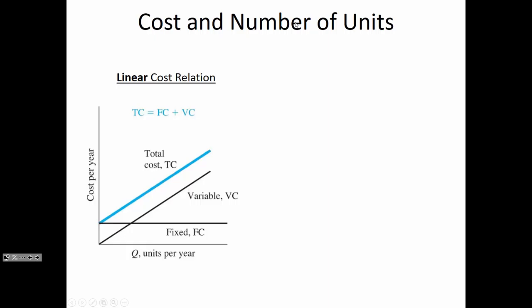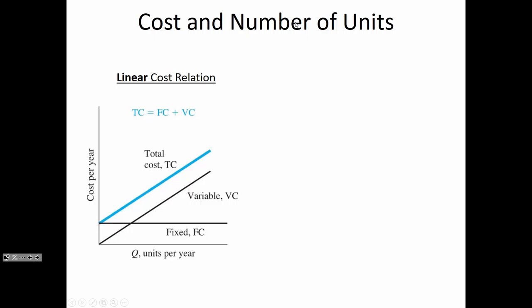But in contrast to that, this black line that's inclined starts at zero and then works its way up. The variable costs, there's a linear relationship here that's just saying if you're making 100 things per year, then your variable costs will be half of what they would be if you were making 200 things per year. And so that's a linear relationship.